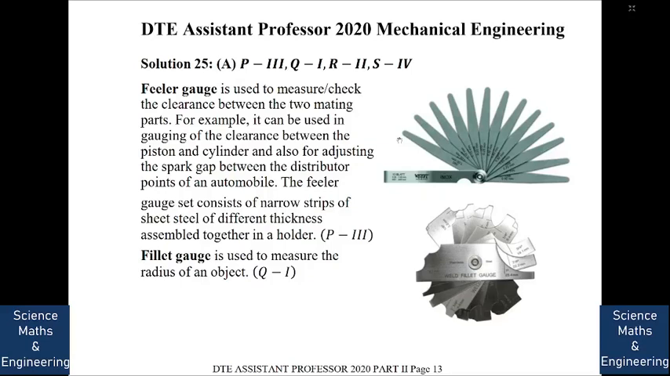So we check one by one which gauge fits the best. That gauge would give us the clearance for this piston and cylinder. Next, it can also be used for the gap between the distributor points of an automobile. Next, this is a fillet gauge. The fillet gauge is used to check the radius of an object.